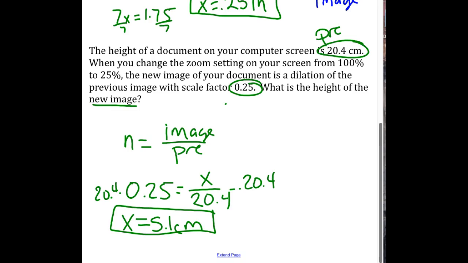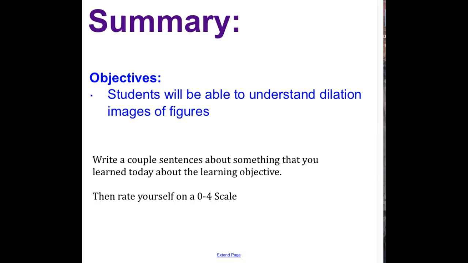Okay, this was dilations. That was the goal for today, to get you to understand images and figures. Remember, dilations change size. They're either an enlargement or a reduction. They go back to scale factors.